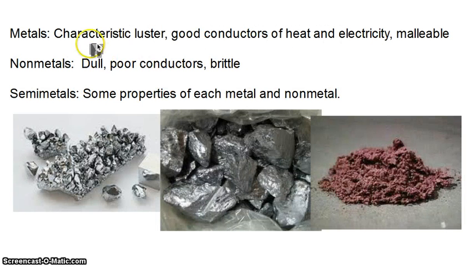A little bit more about metals. Metals, we all have seen before, have that characteristic metallic luster. They're very good conductors of heat and electricity, and they are malleable, which means they're easy to bend and shape into different shapes by pounding them, say, with a hammer.